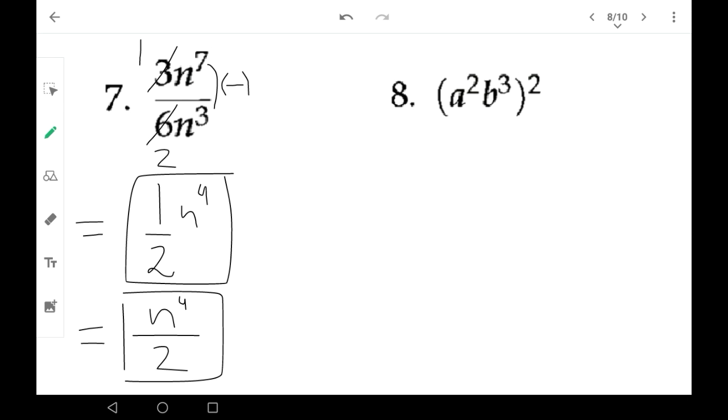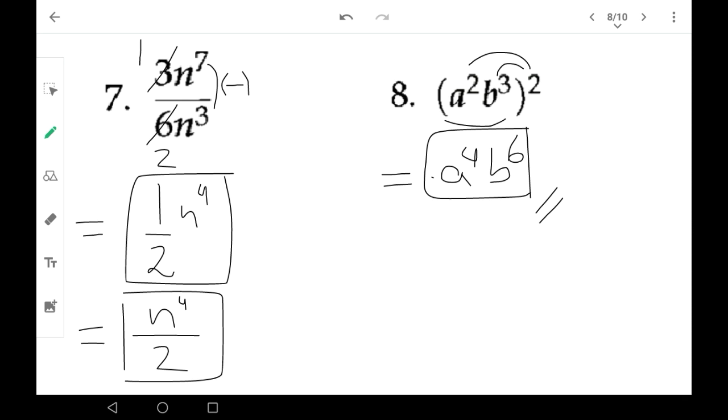So then I have number 8. I have to use the distributive property here for this power and for this other power, right? Because they are inside the parentheses. So that means that this would be equal to a to the power of 2 times 2 would be 4, and b to the power of 2 times 3 would be 6, right? That should be the answer at the end.